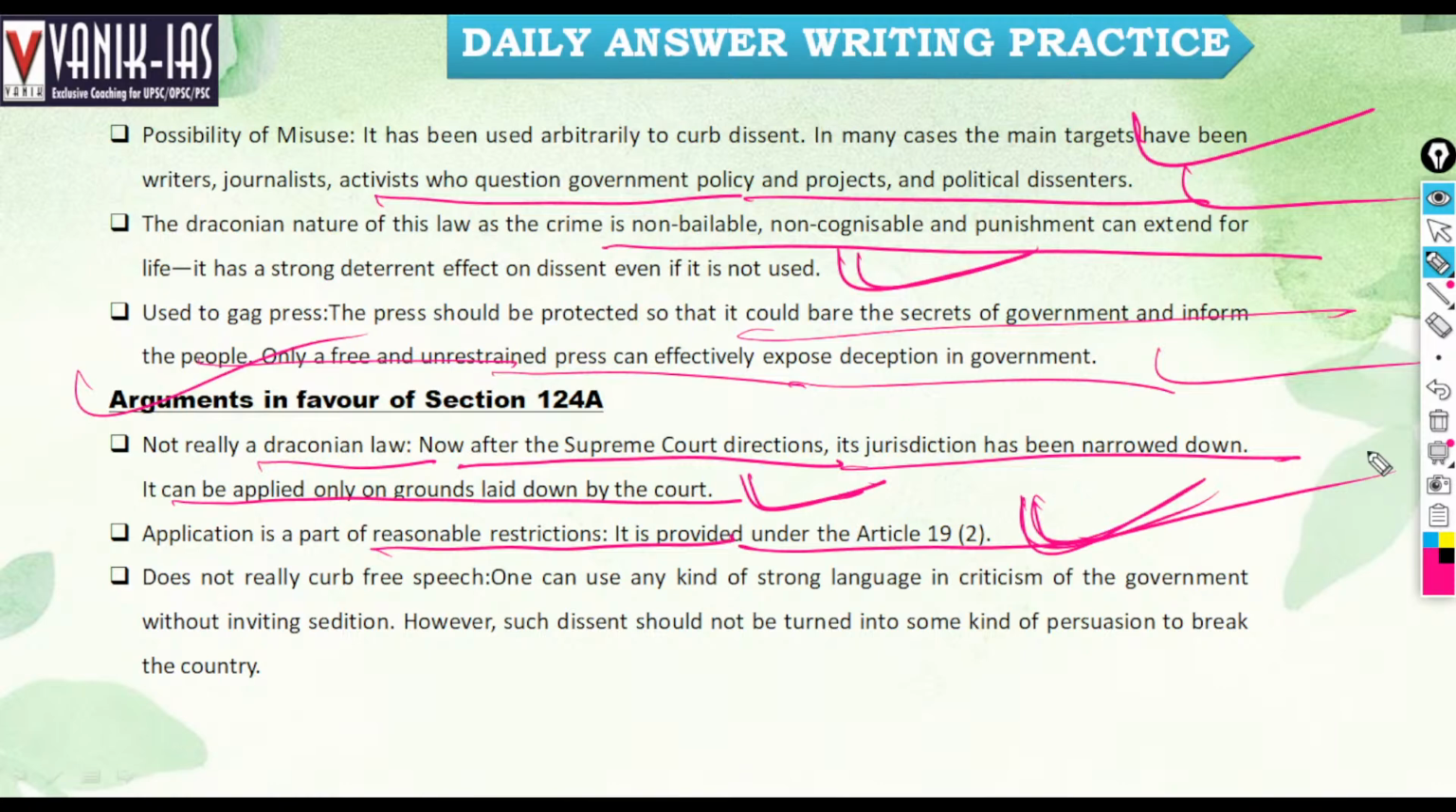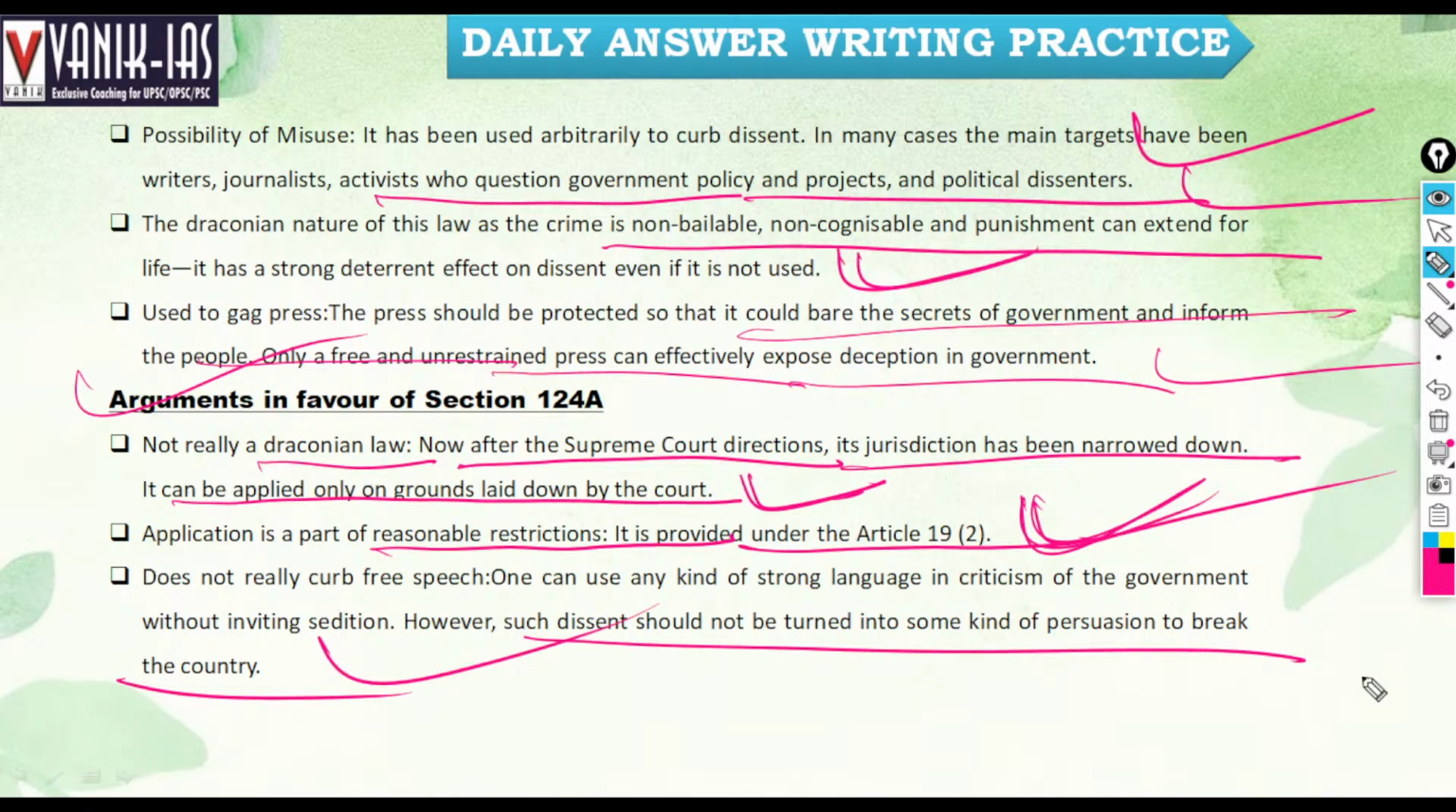It does not really curb free speech. One can use any kind of strong language of criticism of the government without inviting sedition. Yes, it is also true. Many people are criticizing the government severely, but it's not that everybody is facing charges of sedition. Every day you will see crores of criticisms against the government on social media. None of them have gone for sedition. Some people are facing that. However, such dissent should not be turned into some kind of persuasion to break the country, right?